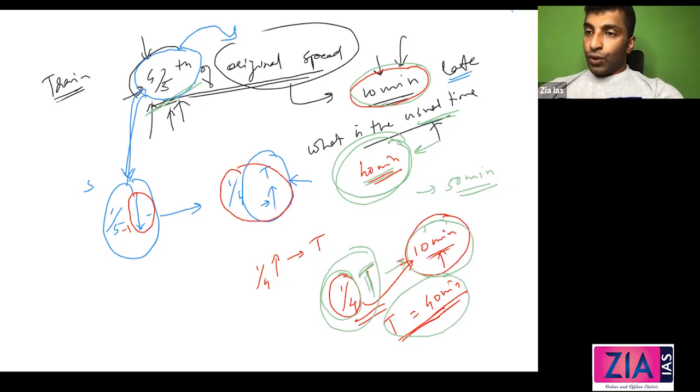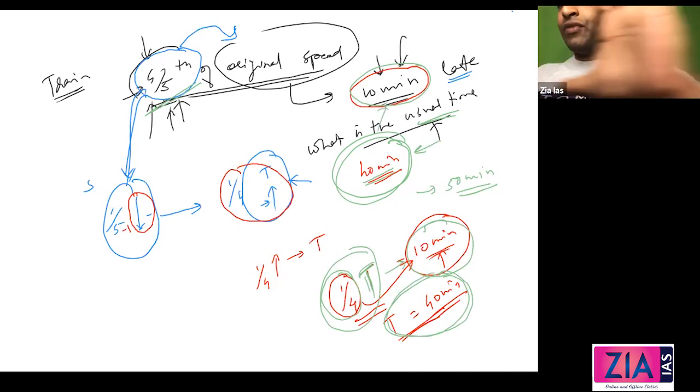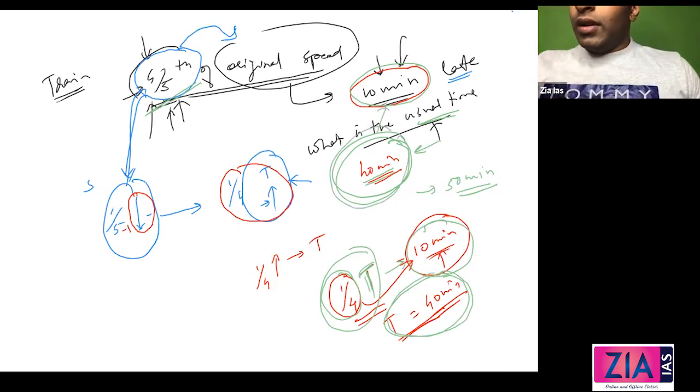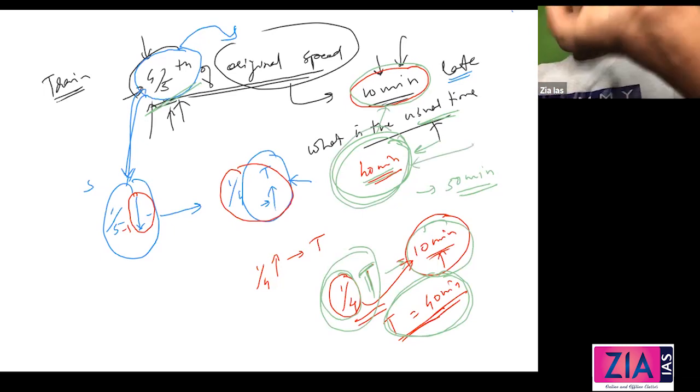Okay. So original time is 40 minutes. Now, how do you calculate this 10 minutes? Otherwise, if you take the reverse, this is the usual time. Imagine this is something which you know.